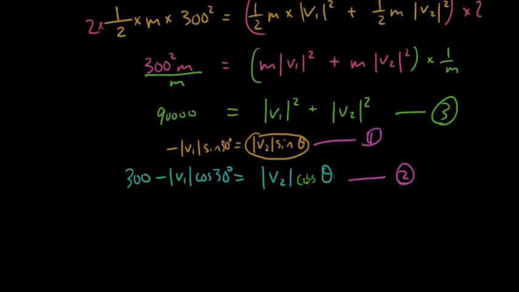So these are my 3 equations. I have equation 1, equation 2, and equation 3. Alright, and 3 unknowns, v1, v2, and theta.